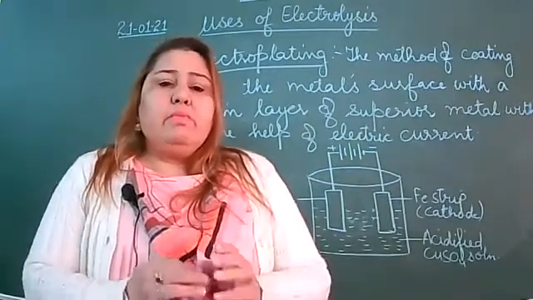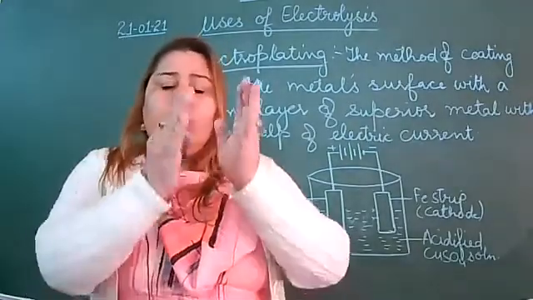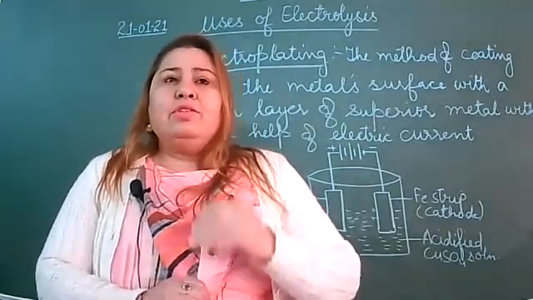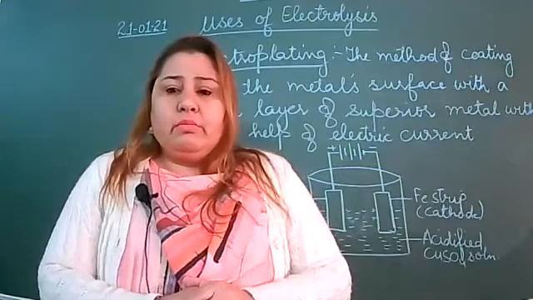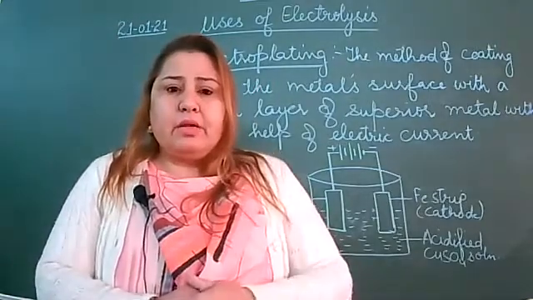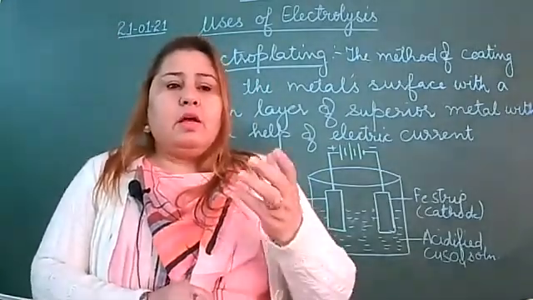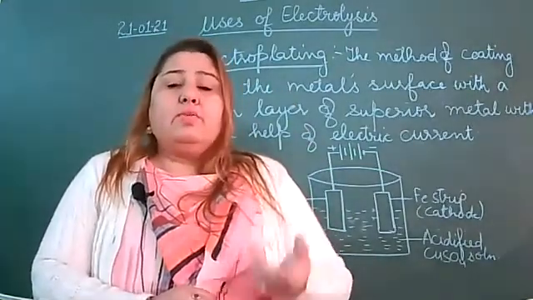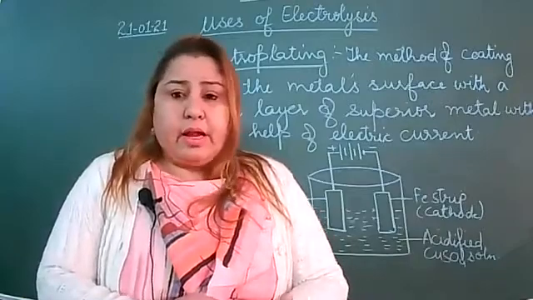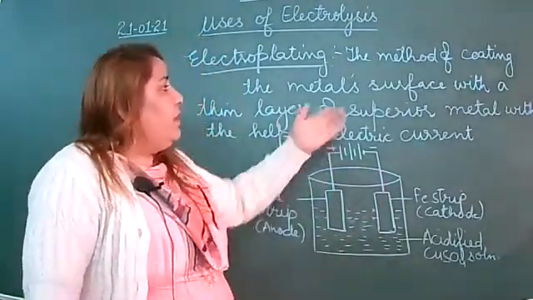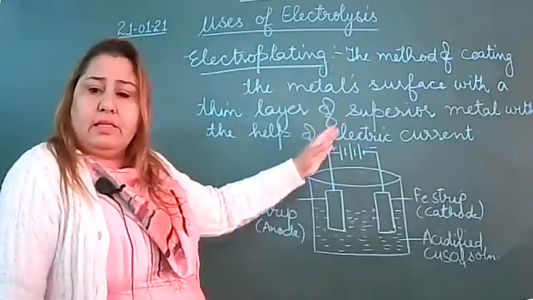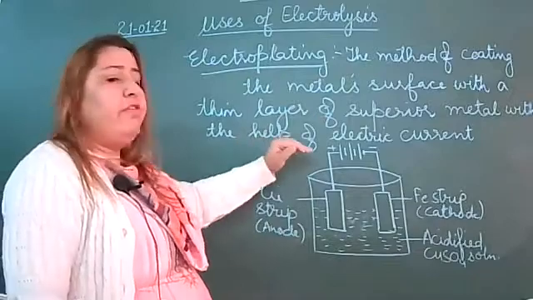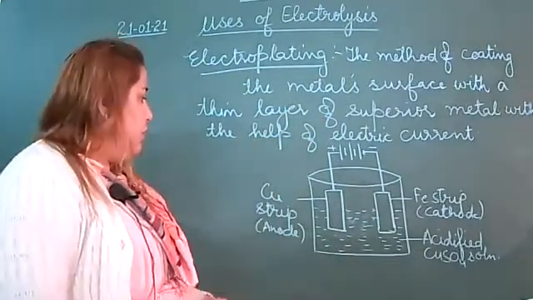That means when we pass the electric current, we can coat any metal with the other metal that we require. As you can see, chromium coating is there on taps, and silver is polished with a gold surface. That is electroplating: the method of coating the metal surface with a thin layer of superior metal with the help of electric current. How do we do the electroplating?